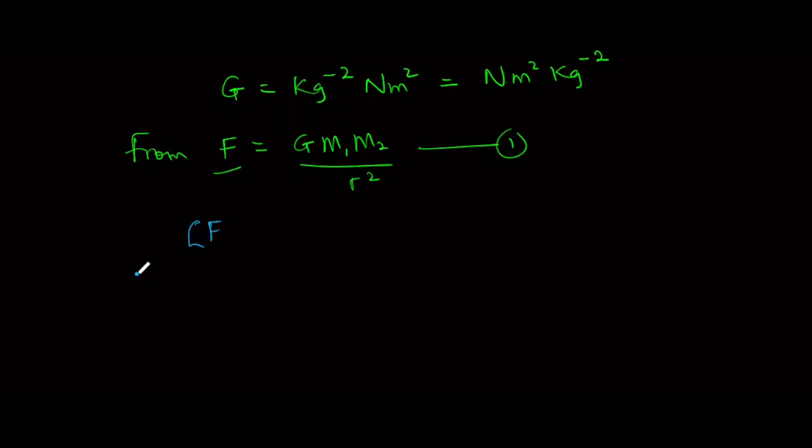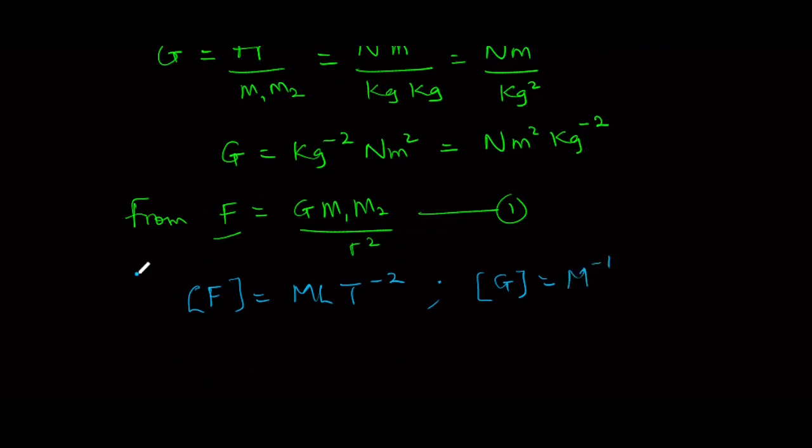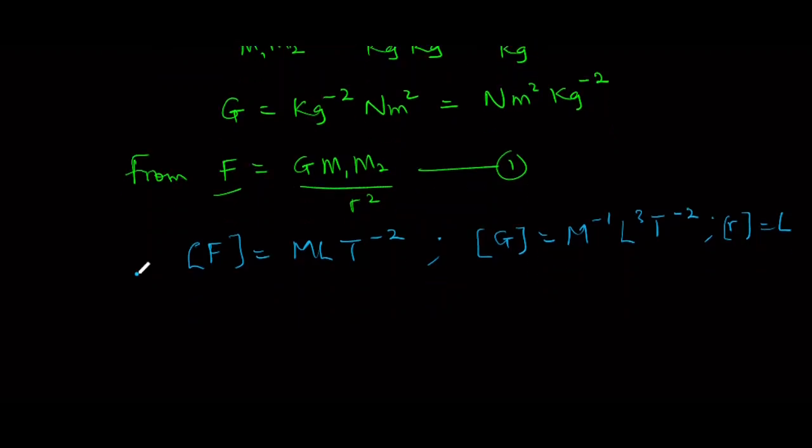That means we obtain the dimension of force as M L T raised to the power minus 2. Then the dimension of the gravitational constant, since we have derived it, is M raised to the power minus 1, L cubed, T raised to the power minus 2. For the distance, its dimension is L. Now that we have the dimensions, we can return them into equation 1. In place of F, write M L T raised to the power minus 2, equals the gravitational constant, M raised to the power minus 1, L raised to the power 3, T raised to the power minus 2.